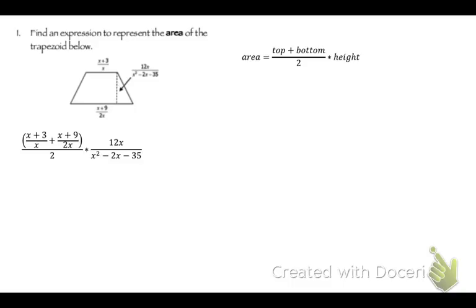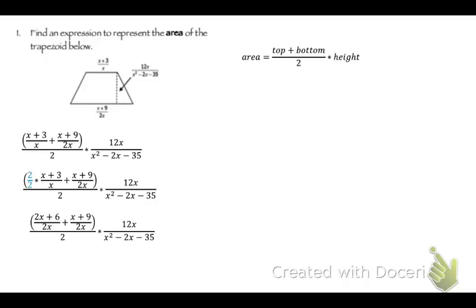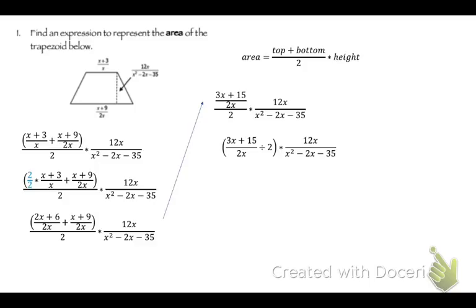And let's work from our parentheses first. So I need to get a common denominator there. I'm going to multiply by 2 over 2. So I get 2x plus 6 over 2x plus x plus 9 over 2x, which gives me 3x plus 15 over 2x divided by 2. And that right side is still staying the same.